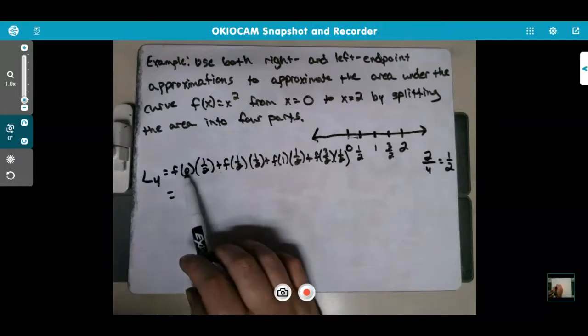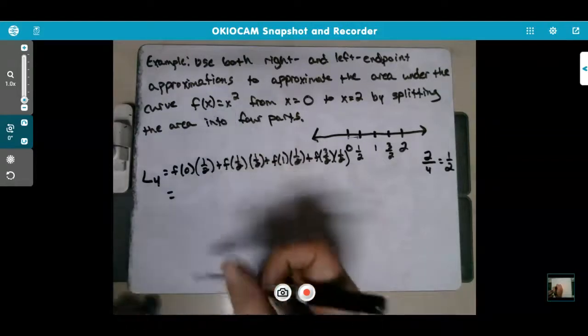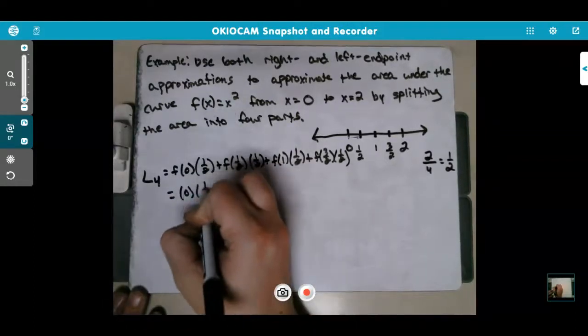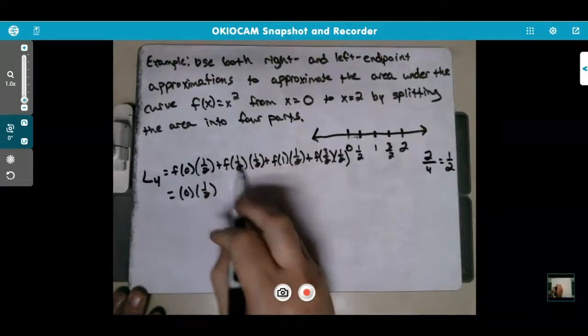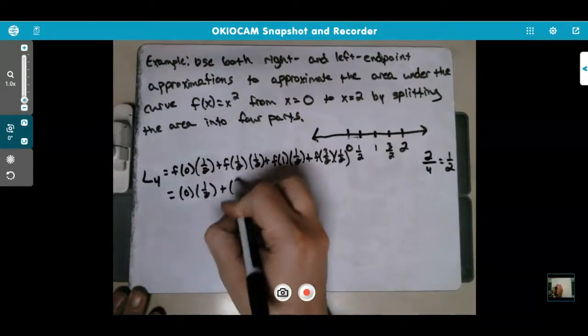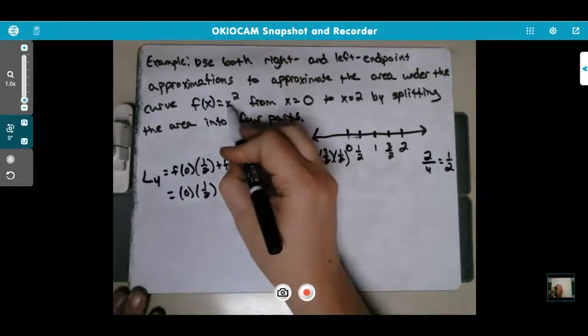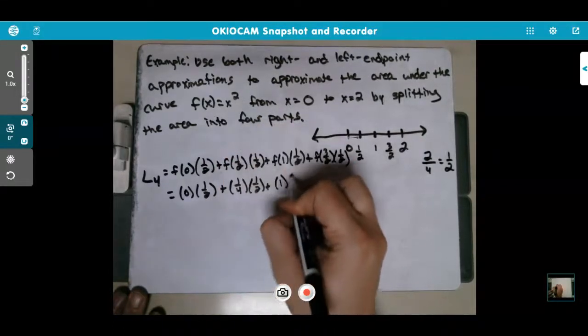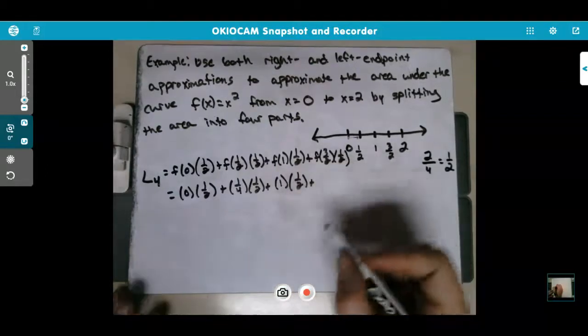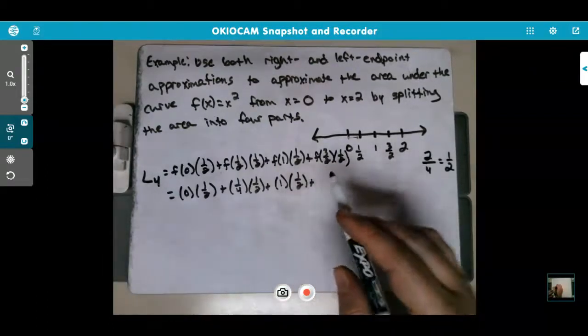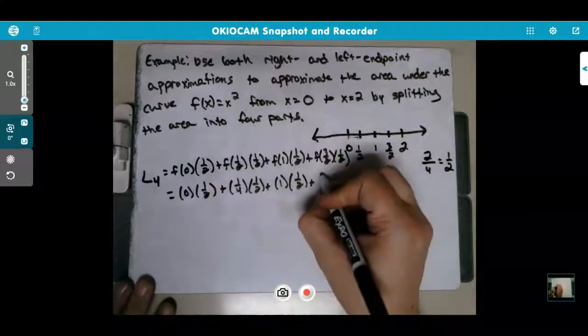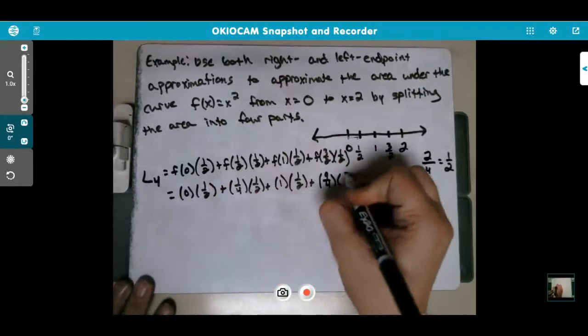f of 0 is 0 squared, which would be 0. f of 1/2: 1/2 squared is 1/4, times 1/2. f of 1 is 1 squared, which is 1. f of 3/2 is 3/2 squared, which is 9/4, times 1/2.